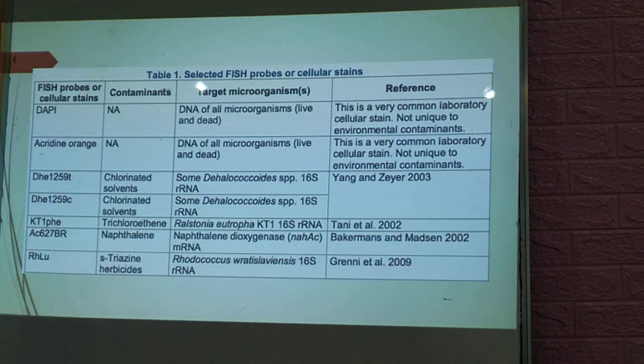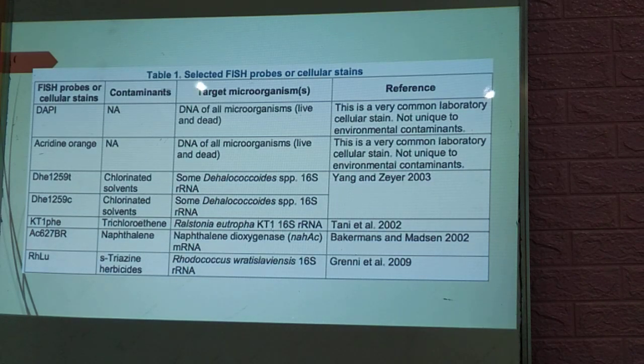We also have here, guys, the DE 12590 and, of course, 1259C, which are contaminated by chlorinated solvents. For the information of everyone, some Dehalococcoides species, for 16S rRNA, are target microorganisms. Reference was taken from Young and Zayer of 2003. Next one, KT1Fe, which is again contaminated by trichloroethane, with the target microorganism Ralstonia eutropia.